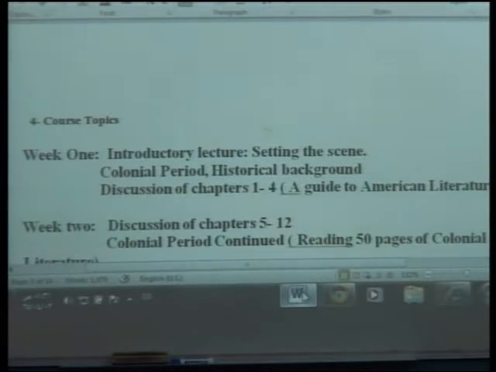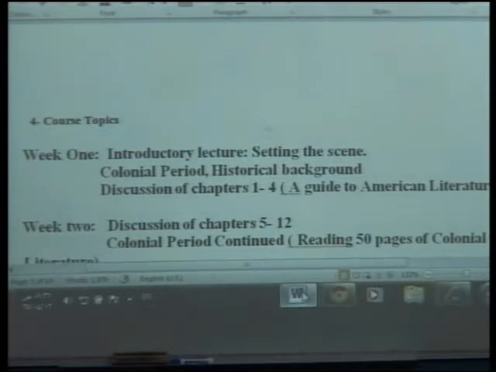Topics, what we are going to study. This is very important. This week is an introductory week. We're going to brainstorm and set up the scene itself. We're going to look at the colonial period, when it started, how it started. It's a historical background, and I put for you on my page a chapter. It's a guide to American literature. So we have to consider chapter 1 to chapter 4. This is the reading for next week. It's on my page.